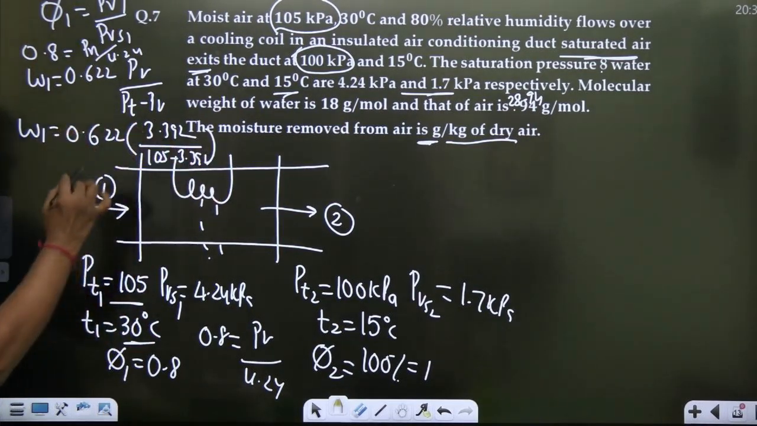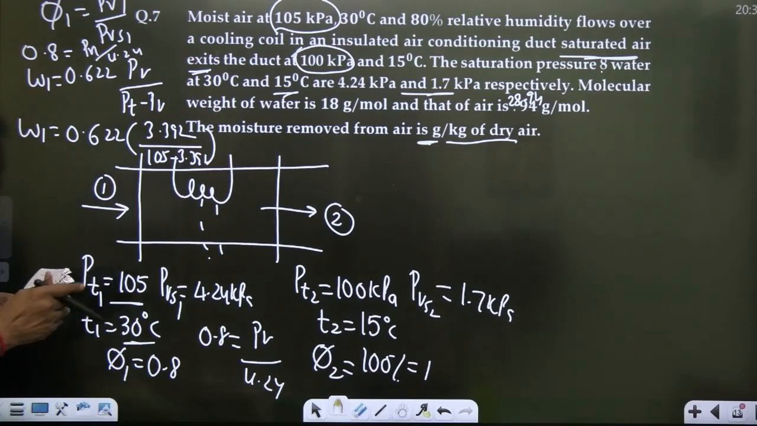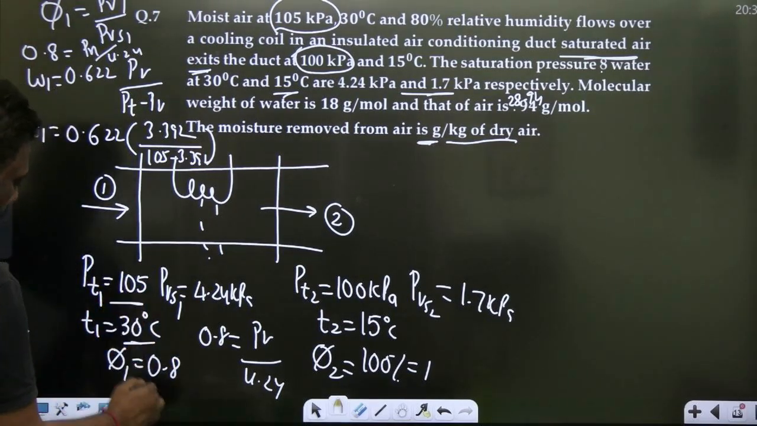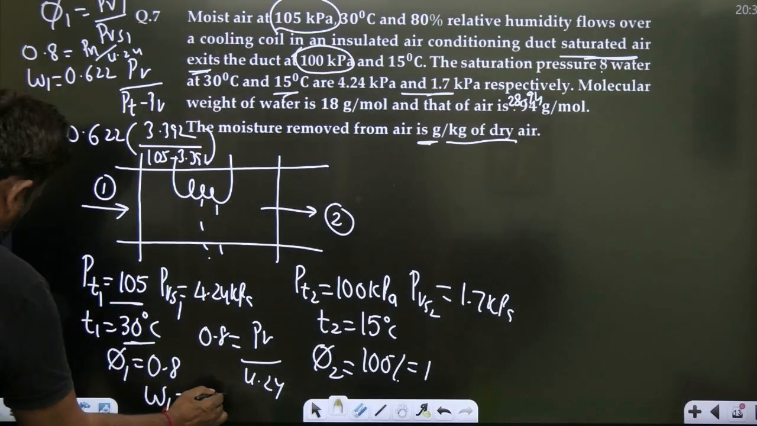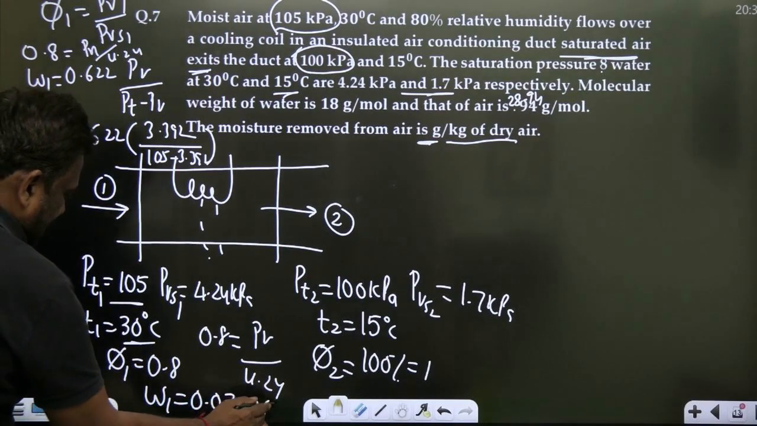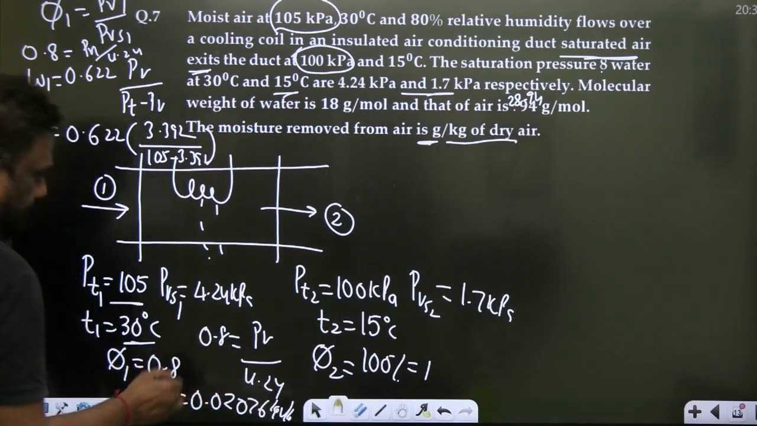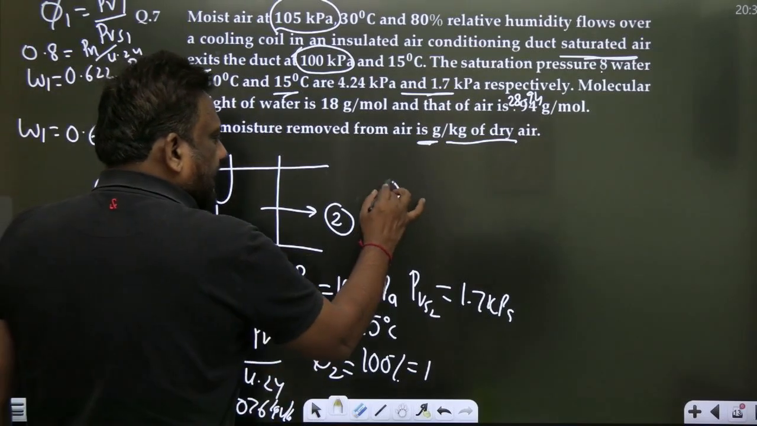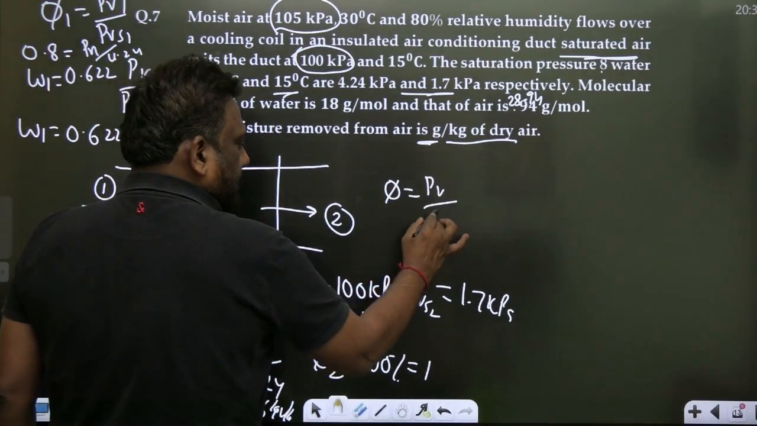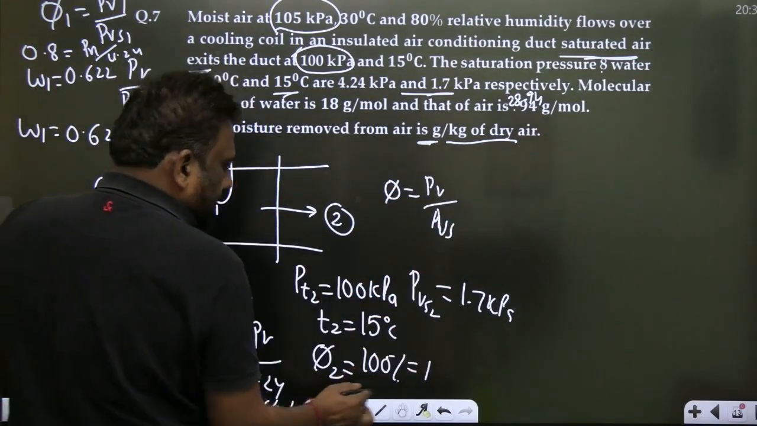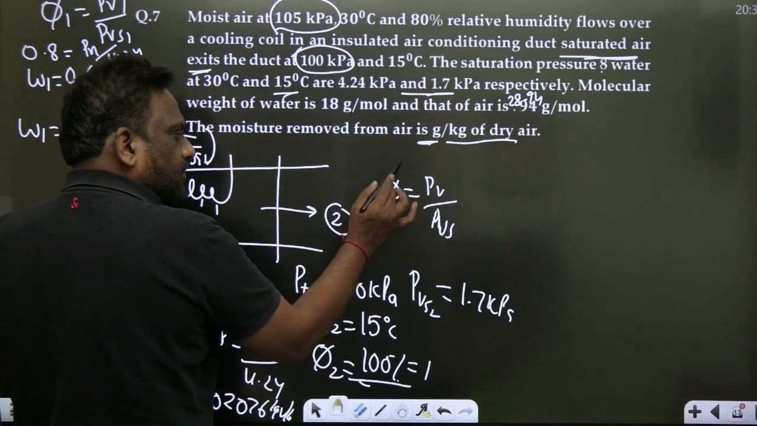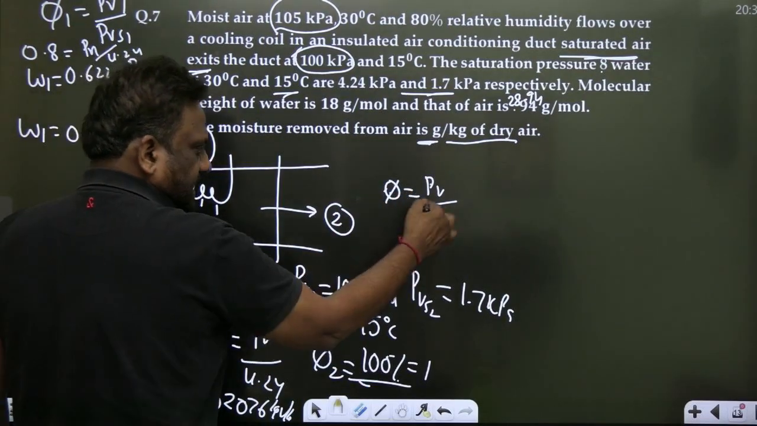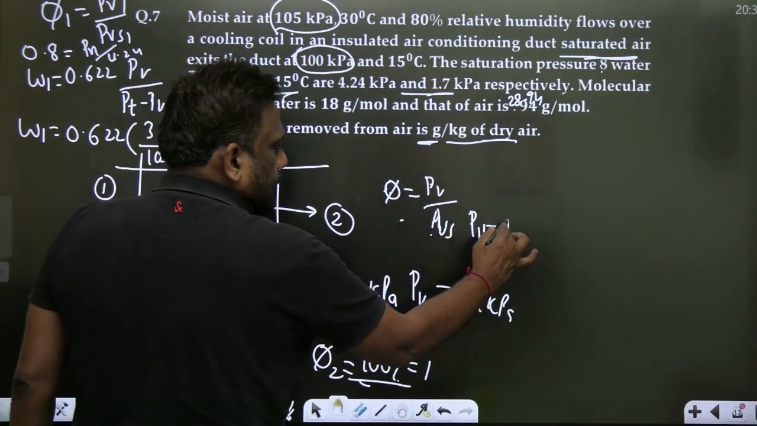So if I calculate omega here, the first omega I am getting is 0.02076 kg vapor per kg dryer. Now come here. Phi is equal to PV by PVS. Here the relative humidity is 100%. Phi is 1. When phi is 1, PV and PVS are the same. So PV is equal to PVS.